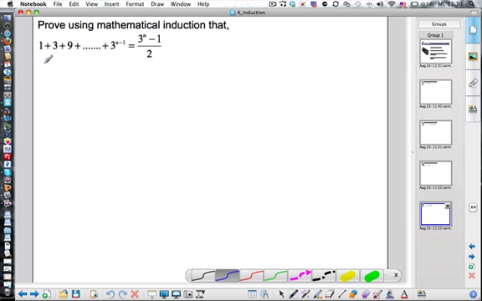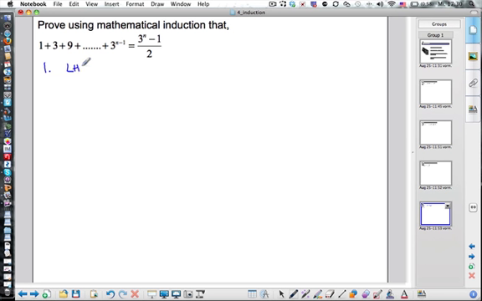The first one being showing that n equals 1 is true. So, we'll start with n equals 1. I always put left-hand side, and if we have the left-hand side with n equals 1, we should have 3 to the 1 minus 1, which is 3 to the 0, which is 1.